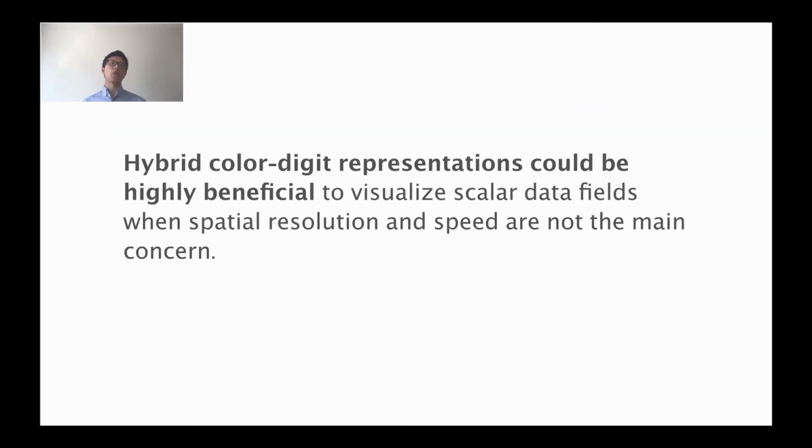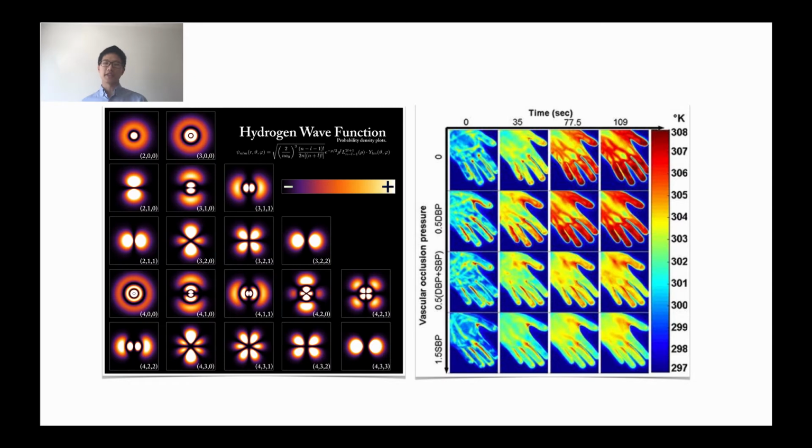The high-level takeaway message of this talk is that the hybrid color-digit representation could be highly beneficial to visualize scalar data fields when spatial resolution and speed are not the main concern. Scalar data fields are common in both science and engineering domains, and they're usually visualized using color maps, as you can see here, the hydrogen wave function and also the occlusion pressure.